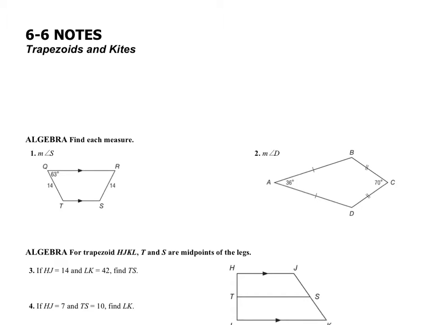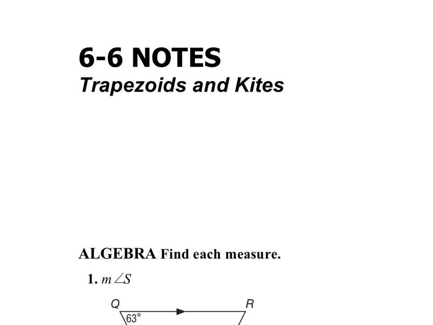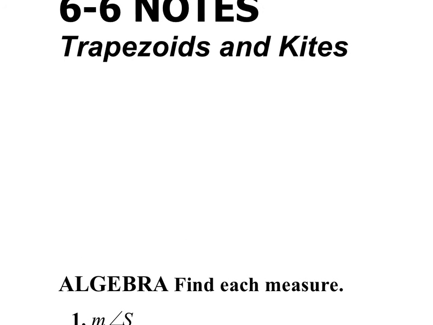This is a section about trapezoids and kites. These are another two types of special parallelograms. So the first thing I want to do is talk about a trapezoid. And I like to think of it as a trapezoid from Star Wars.